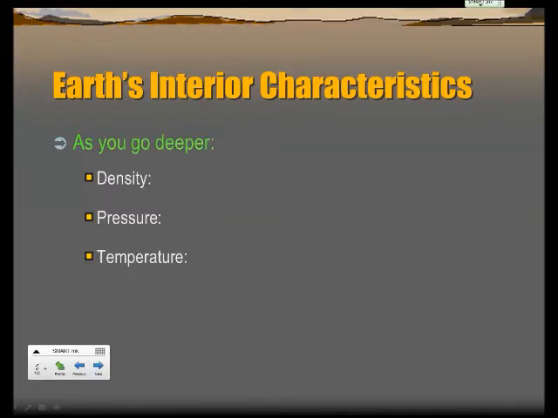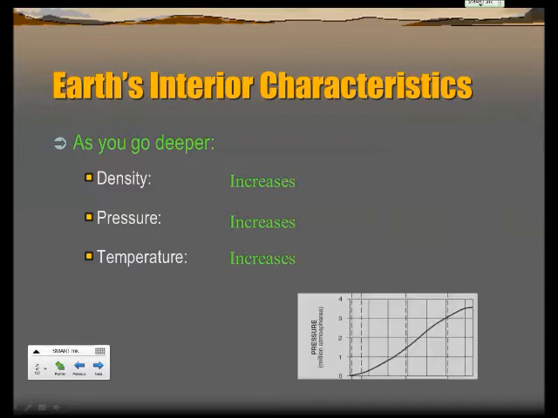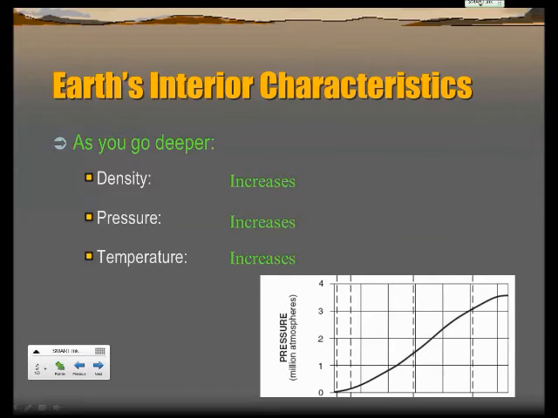So, Earth's interior characteristics. As you go deeper, what happens to density? It increases. Pressure increases. Temperature increases. So these things go up. It's a direct relationship as you go deeper. There's your densities off to the right-hand side. Way up at the crust, 2.7, all the way down to the inner core, 13.1 is the highest. So that's your range. Your pressure, you can see it going from almost 0 up to about 3.6 million atmospheres of pressure at the inner core on the far right-hand side of this graph.